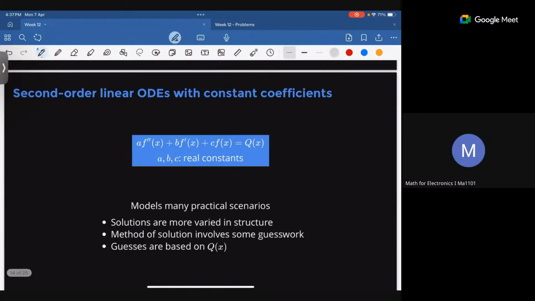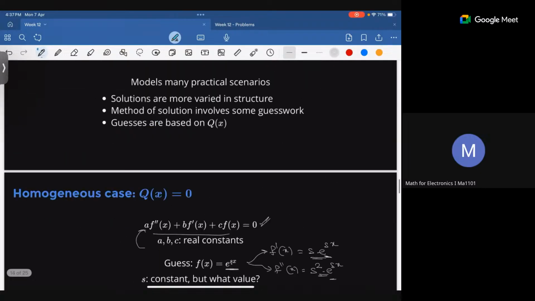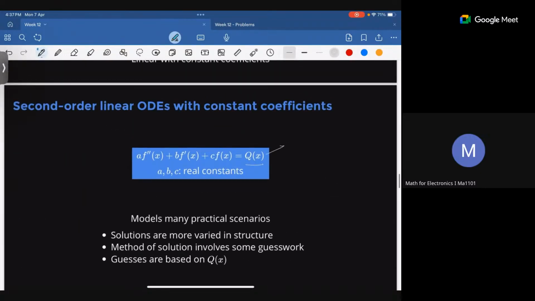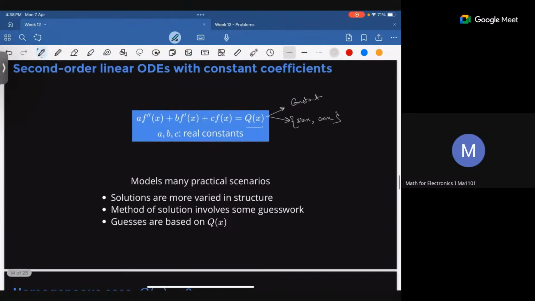This is the general form, where q of x equal to 0 becomes our homogeneous case. You should know how to solve it. And also when q of x is at least a constant or some linear combination of sine and cos, you know how to find the particular solution also. So you will not see any other forms. We won't give you q of x like e power 5x into cos 2x or something. It won't be like that.